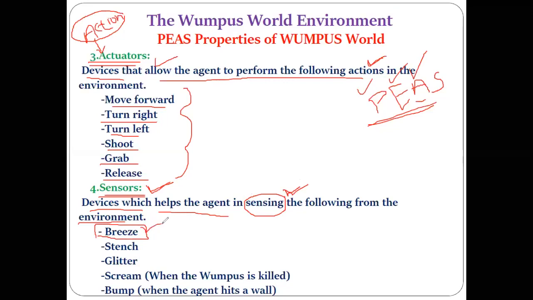We need a sensor to sense the good smell. Understood. For that purpose, we need a different kind of sensor. Then we need another kind of sensor to sense the stench, the stinking smell or the bad smell. For that also we need a sensor. Then we need the visual sensors. I hope you are getting the meaning of visual sensors. Yes, visual sensors.